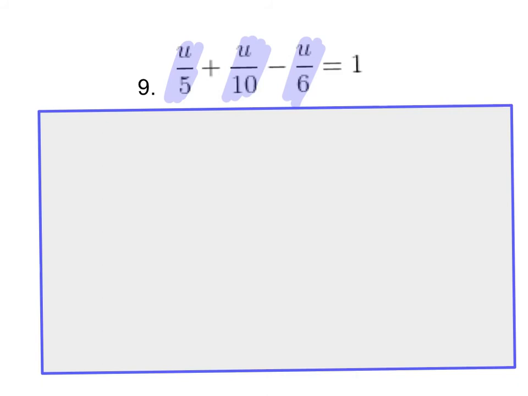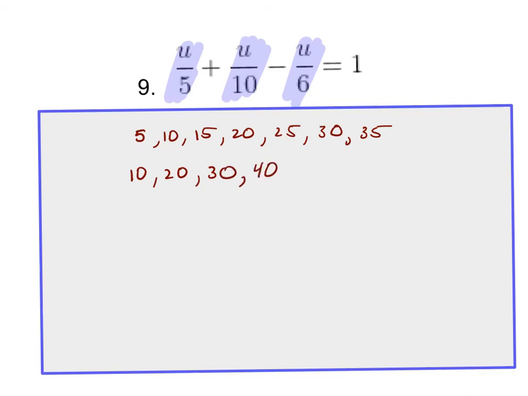The first way I'm going to show you how to do this is by getting common denominators. Okay, so you have to figure out what the common denominator of 5, 10, and 6 are. To find common denominators, everybody will list the multiples of 5: 10, 15, 20, 25, 30, 35, etc. And the multiples of 10: 20, and 30, 40, etc. And 6: 12, 18, 24, 30.